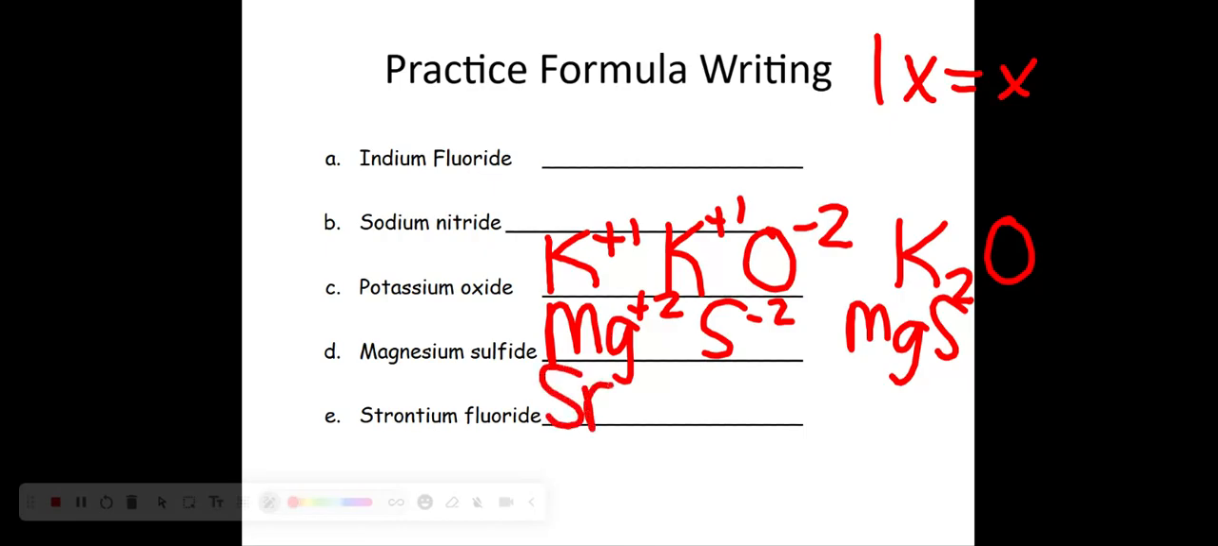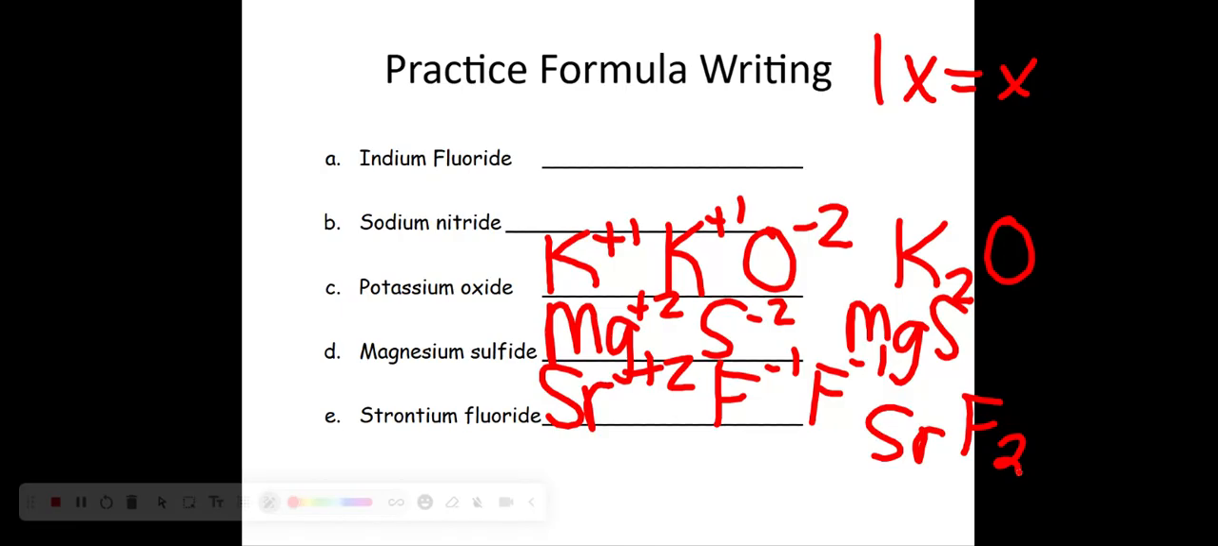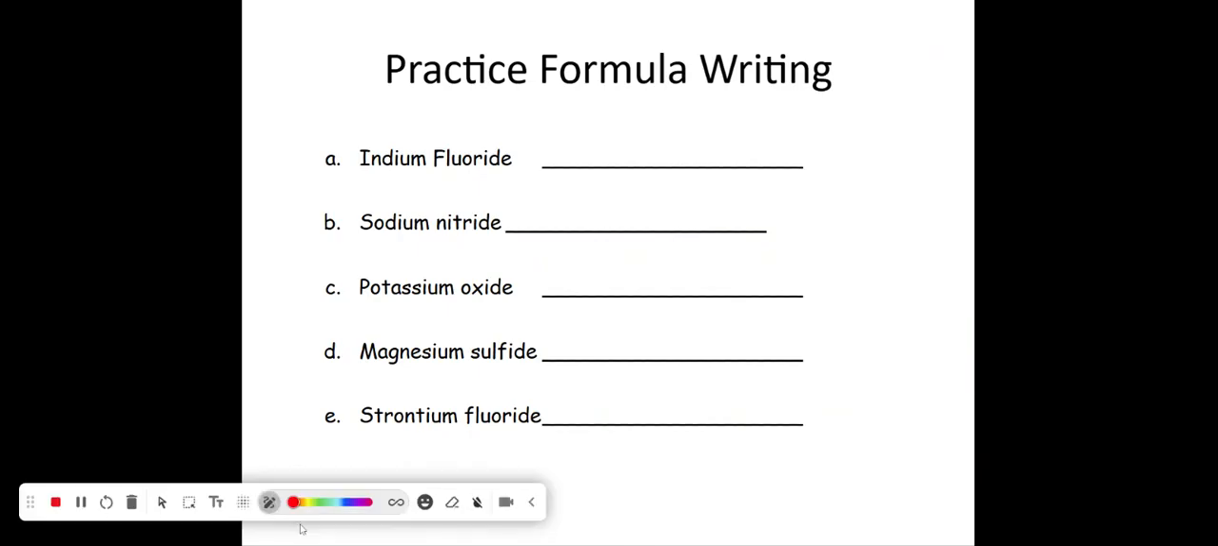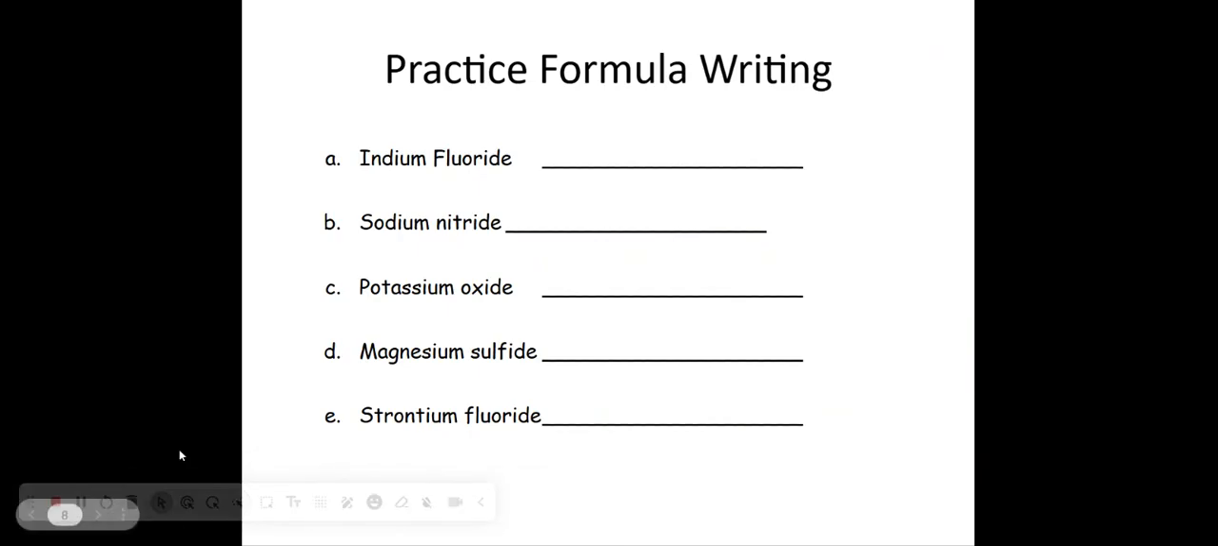All right, the last one, strontium fluoride. Strontium is Sr, and it has a plus 2 charge, and fluoride is F with a negative 1 charge. I'm going to need one more fluorine ion to balance that out. So I will have 1 strontium and 2 fluorines in my compound. I hope you get the hang of this. Let me clear this and show you the actual answers. All worked out.